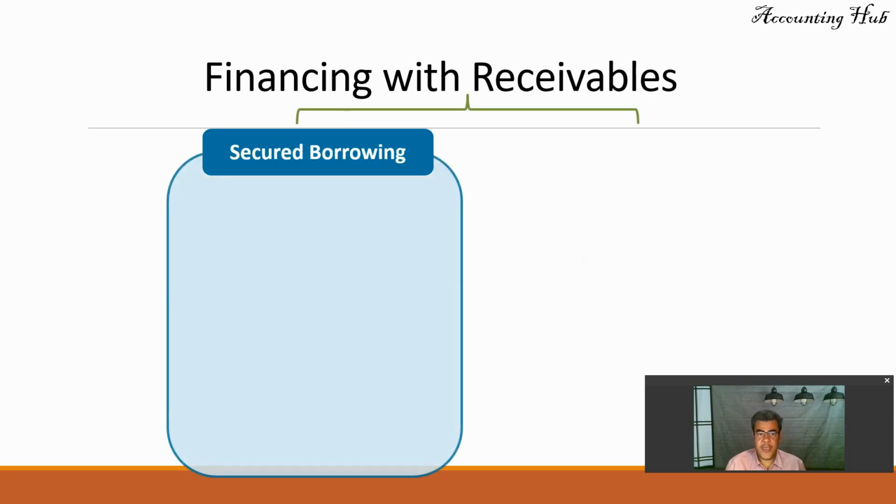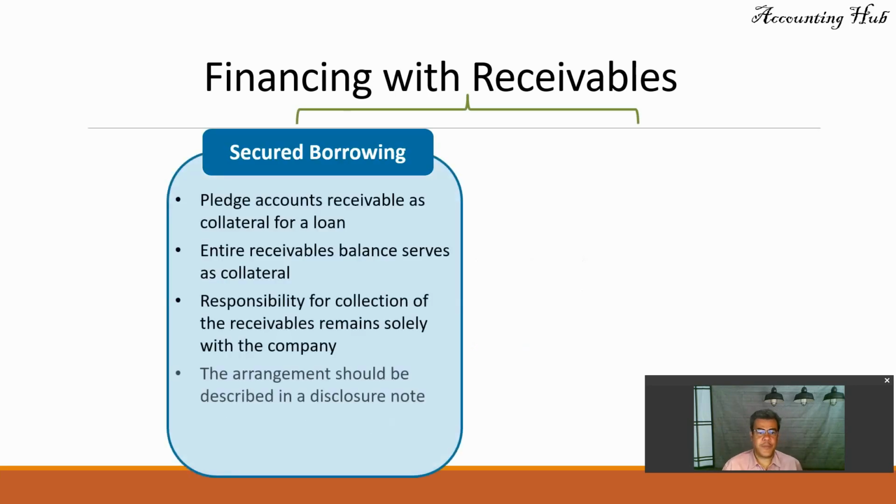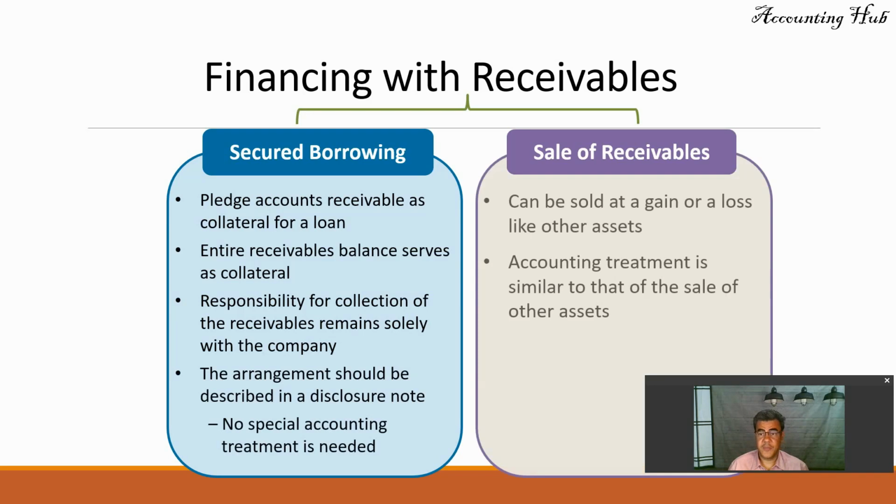Basically, two ways. Secured borrowing: pledge accounts receivable as collateral for a loan. The entire receivable balance serves as collateral. Responsibility for collection of the receivables remains solely with the company. The arrangement should be described in a disclosure note. And no special accounting treatment is needed here.